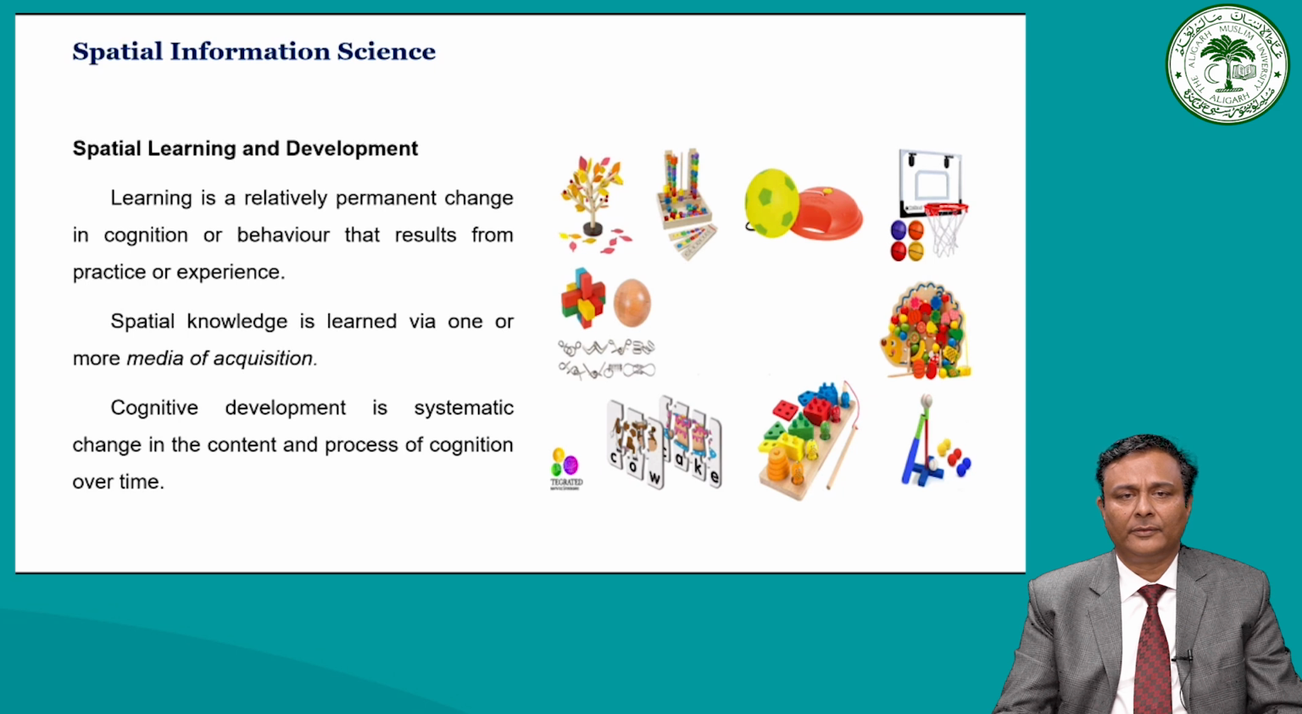Now, we will try to highlight spatial learning and development. Learning is a relatively permanent change in cognition or behavior that results from practice and experience. Spatial knowledge is learned via one or more media of acquisition: direct experiences, maps, models, photos, drawings, movies, verbal and written languages. Cognitive development is a systematic change in the content and process of cognition over time, including learning, maturation, and growth, from child to adulthood.